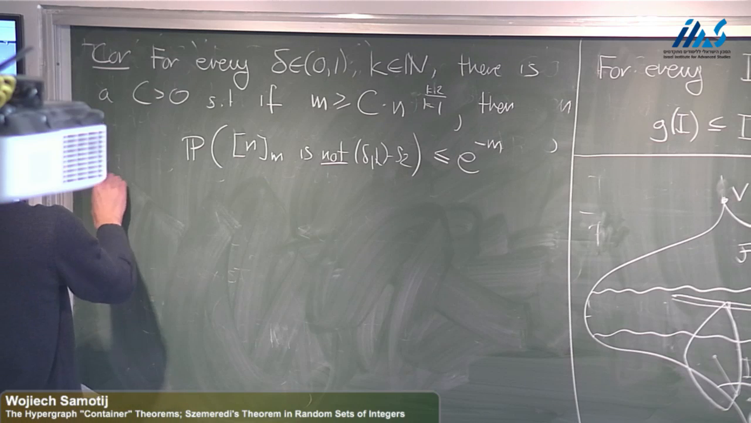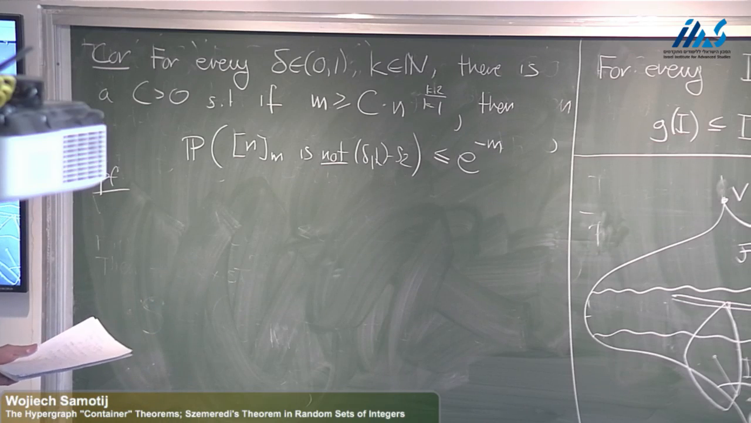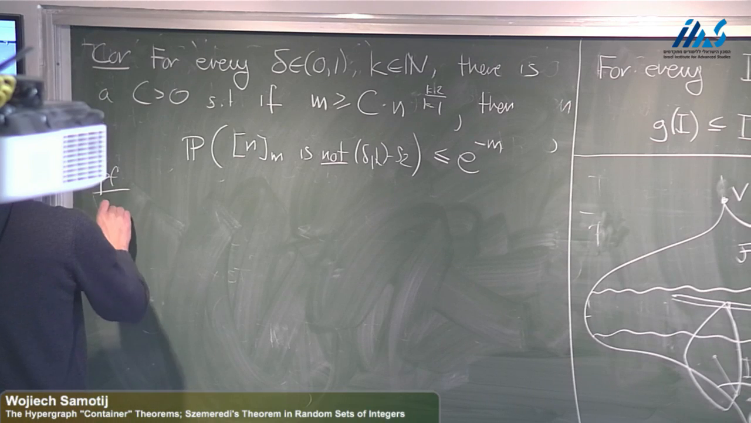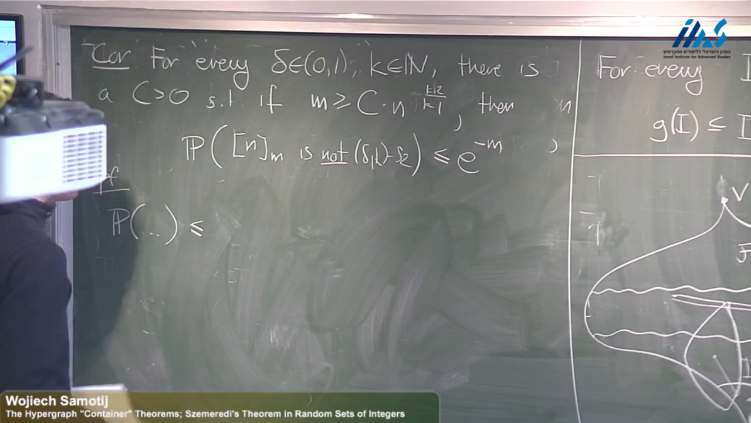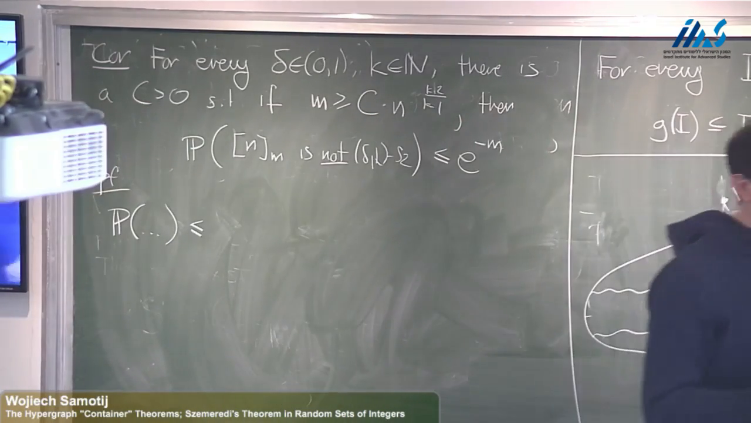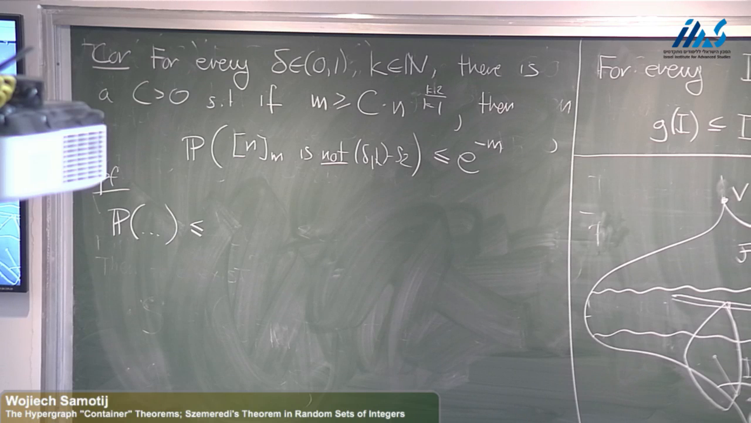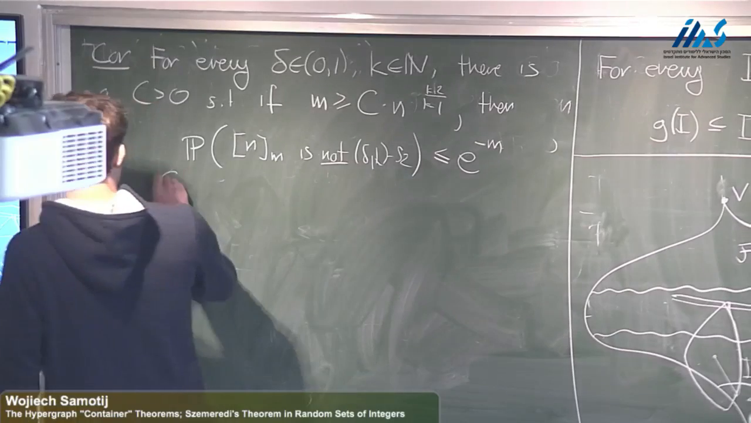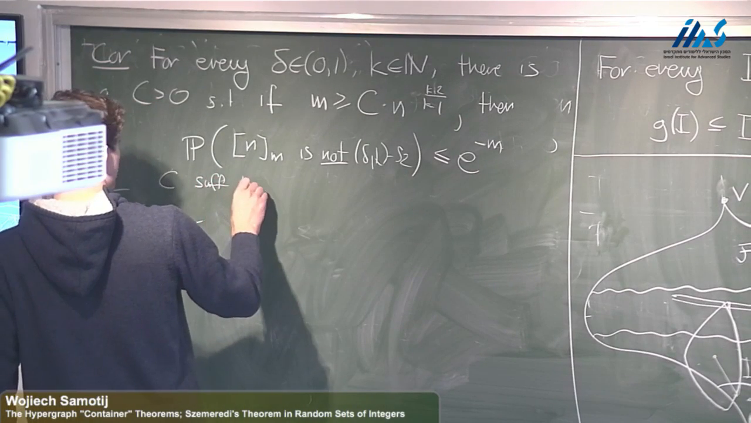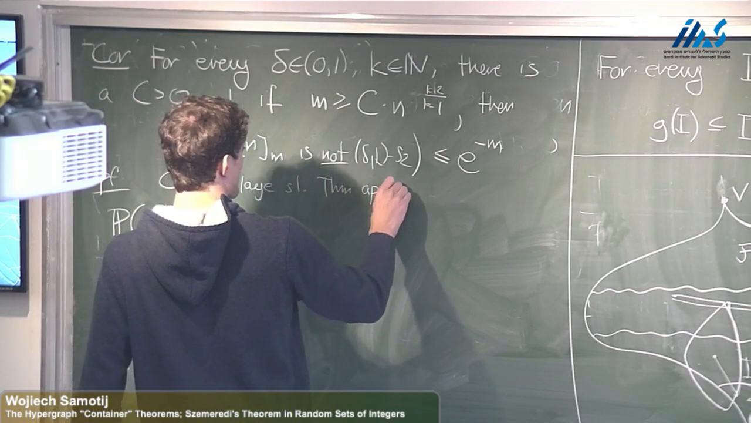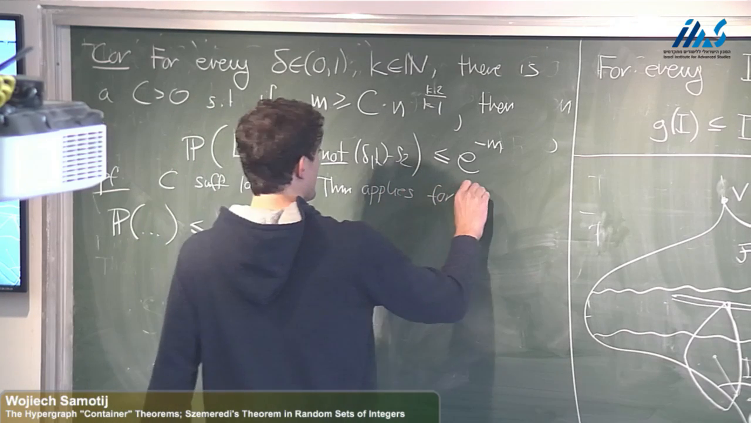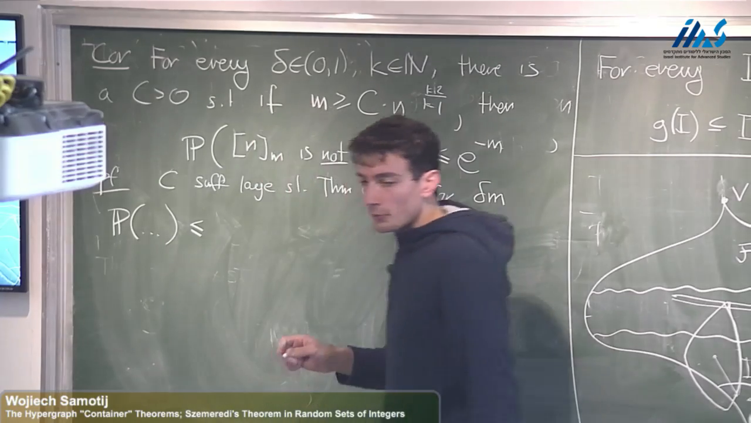So now the proof. Well, let's just estimate this probability. If this m set fails the property, it means it has to contain a subset of size delta m and no k-term arithmetic progressions. So let's just take C sufficiently large so that the theorem applies for m replaced with delta m.